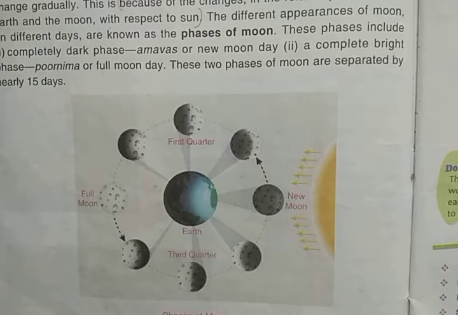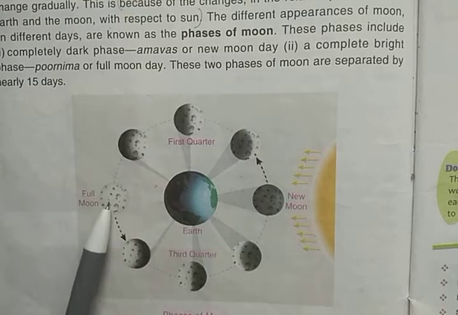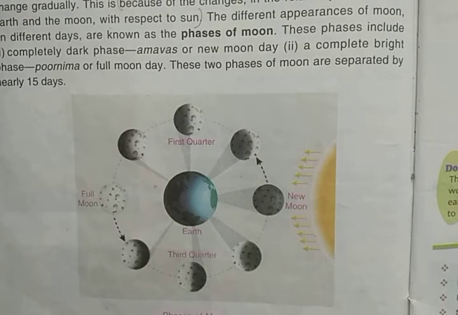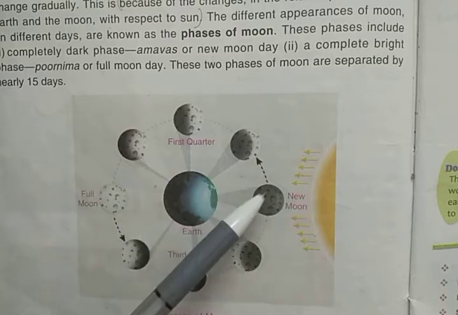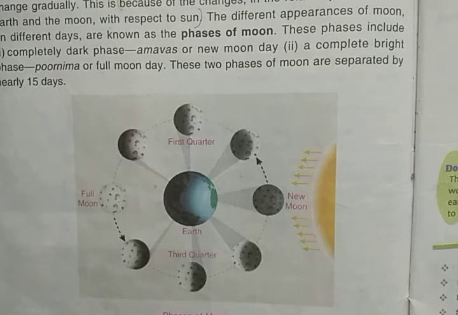These phases include the complete dark phase, that is अमावस and new moon day, तो इसको हम अमावस भी बोलते हैं. The complete bright phase, this is पूर्णिमा and full moon day. And these two phases of the moon are separated by nearly 15 days. और ये दोनों phases में कितना different होता है, separate होते हैं. नियरली 15 डेज के बाद न्यू मून आ जाता है, और 15 डेज के बाद फुल मून आता है.